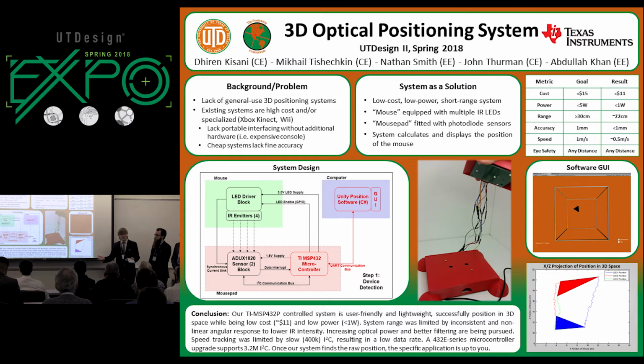And as for our speed metric, the main limit there was the microcontroller's slow I2C. So we can simply swap out that microcontroller for an E-series, which supports 3.2 megahertz I2C, which will increase our sampling rate from about 38 hertz for an entire position sample to upwards of around 200 or 175 hertz.